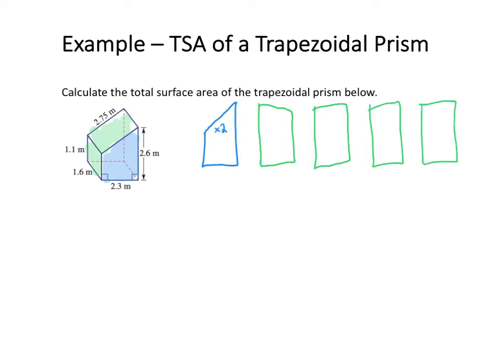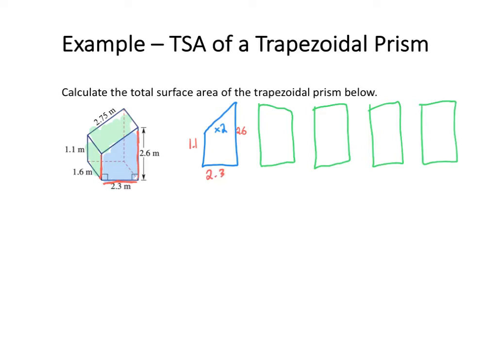Now that we have the shapes that make up the trapezoidal prism, we need to go through and add in the measurements. Starting with the trapezium, one side of the trapezium is going to be 1.1. The second side is going to be 2.6. And then the height of the trapezium is going to be 2.3.